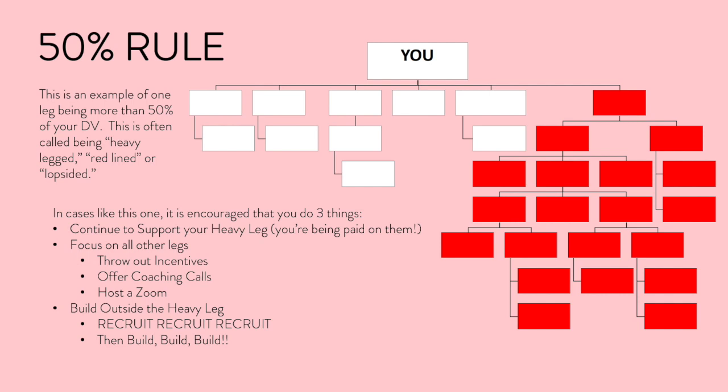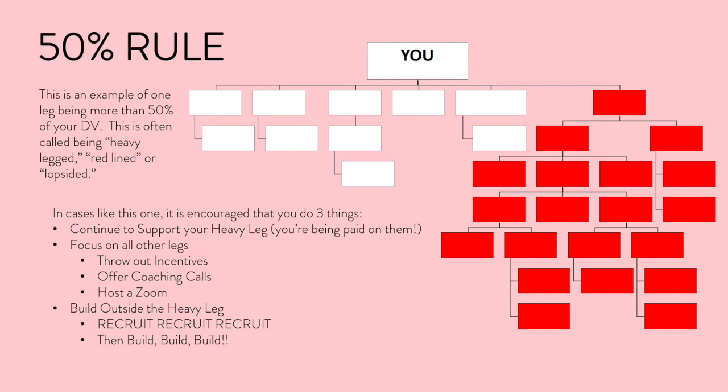Let's say that red leg, that top leg under you, is a recruiting machine and her team's flying and they're going crazy and they bring in more volume than you. Maybe they have 8,000 in volume right now and you're at 10,000 in volume, but you can't count it all because of that 8,000, right? Because they're heavy legging you is what a lot of people call that. But the 50% rule, here is an illustration, a visual of what that's going to look like. An example of one leg being more than 50% of your downline volume. We often call this being heavy-legged, redlined, or lopsided.